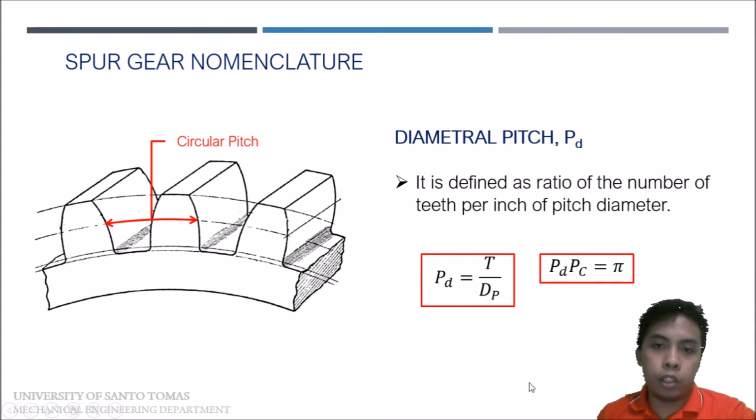Next, diametral pitch, or PD, is defined as the ratio of the number of teeth per inch of pitch diameter. So our equation for that is PD equals the number of teeth divided by the pitch diameter. The unit we should use for the pitch diameter is English, specifically inches. In calculating PD, it has a relation such that when it is multiplied by PC, it will be equal to pi.